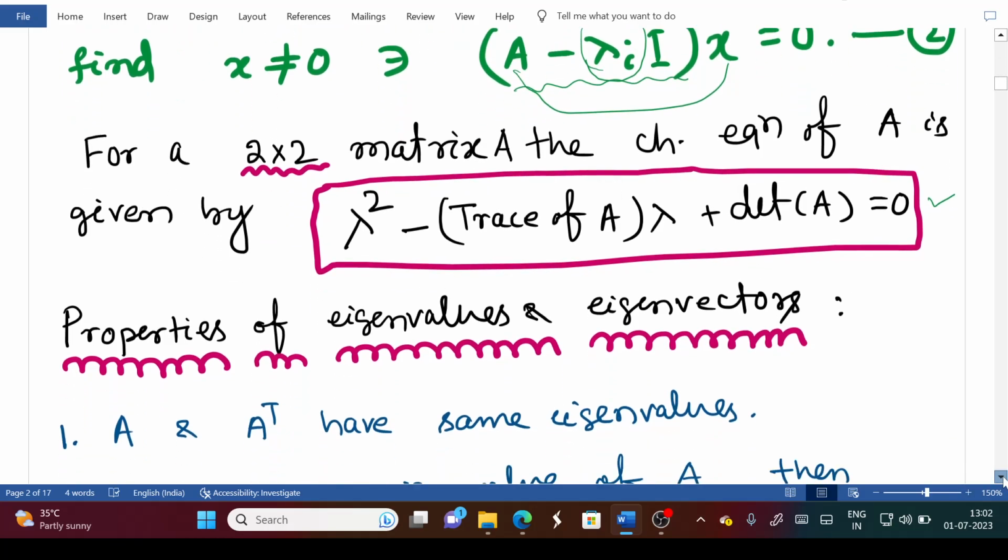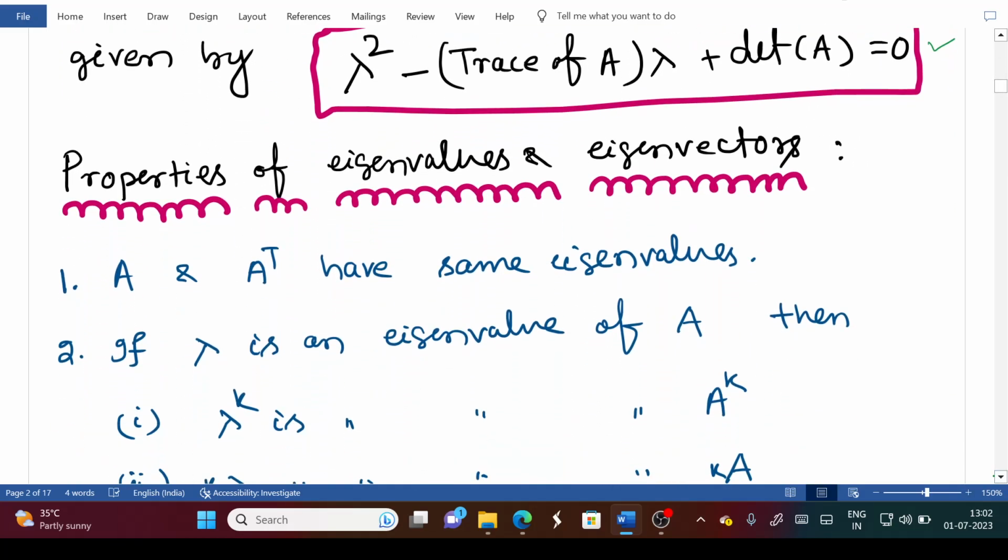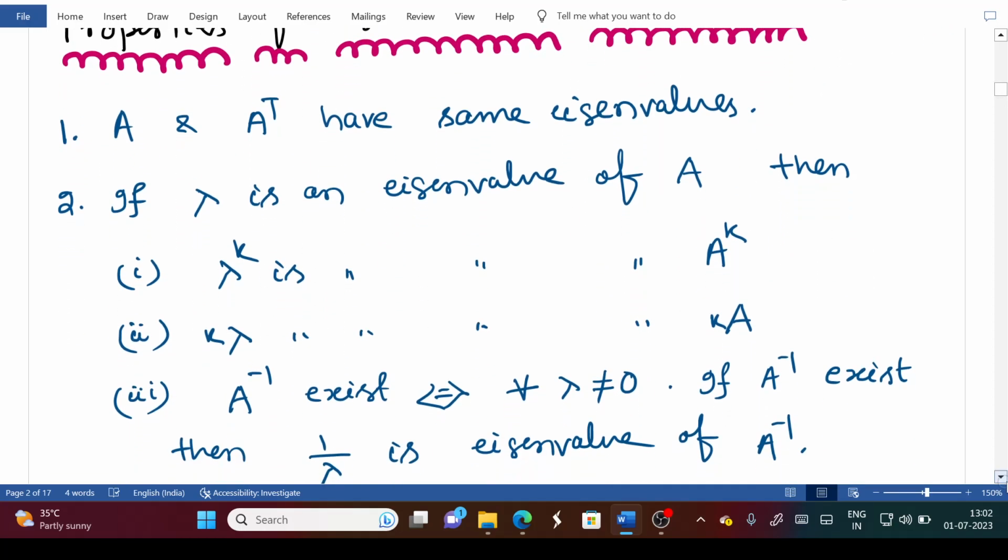Now some of the properties of eigenvalues. What are they? A and A transpose have the same eigenvalues. If lambda is an eigenvalue of A, then lambda is also an eigenvalue of A transpose. If lambda is an eigenvalue of A, then lambda to the power K is an eigenvalue of A to the power K, and K lambda is an eigenvalue of KA. If A inverse exists, that means if all the eigenvalues are non-zero, then the eigenvalues of A inverse are 1 upon lambda.